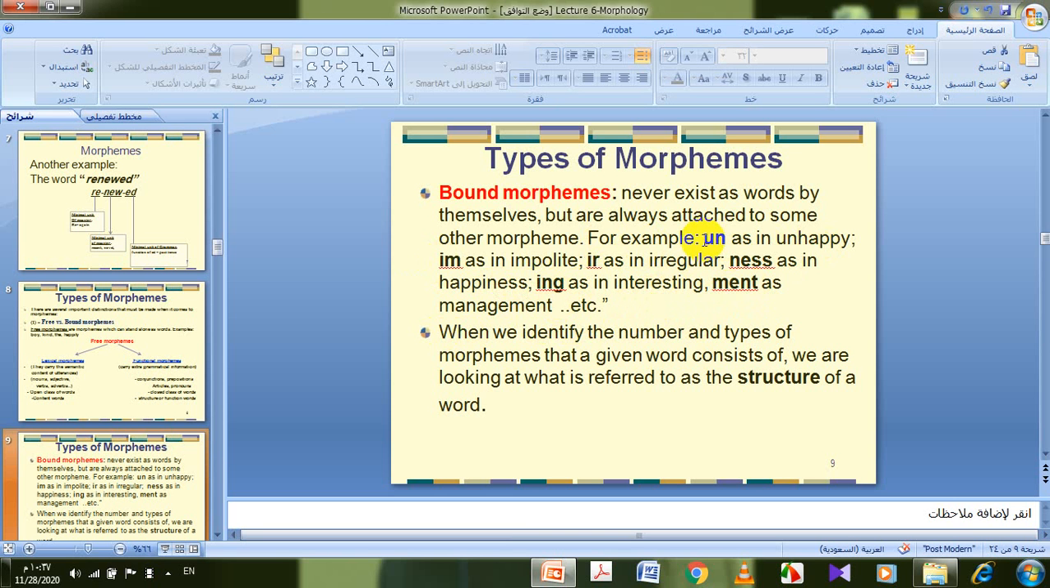Okay, so can we see, for example, un, ness, ment, all these bound morphemes used alone? Can we see them being used alone? No, they need to be attached to other morphemes, and that's why they are bound. So when we identify the number and types of morphemes that a given word consists of, we are looking at what is referred to as the structure of a word. It means we are looking at the number or the types of morphemes of a given word. Good.